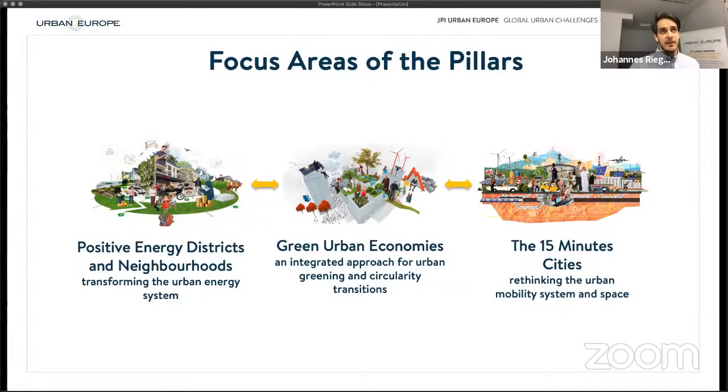Just to give you a brief idea before I pick out one and go into more depth, these are the 3 pillars for this Driving Urban Transitions partnership with the European Commission. That is the positive energy districts and neighborhoods: how can we transform the urban energy system and have neighborhoods which generate more energy than they use. Green urban economies, I will focus on that in a minute: how can we link nature-based solutions, circular economies, and so on for the transition towards green urban futures. And the 15-minute city, which links to how we can rethink the urban mobility system and urban space, so that we need probably less mobility and have other uses for public spaces, for example.